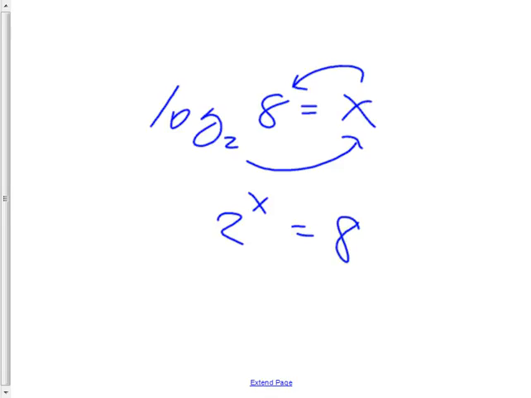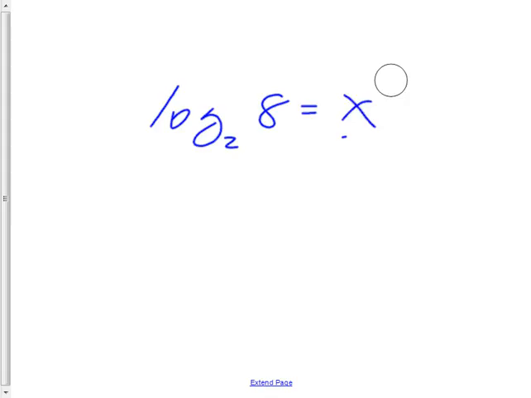But I told you a shortcut. Do you remember how I could have got 3 a lot faster? I could have just said that 8 could be written as 2 to the 3rd. And then if you notice that the bases are the same, then the answer is already there. So the answer for this one is 3.